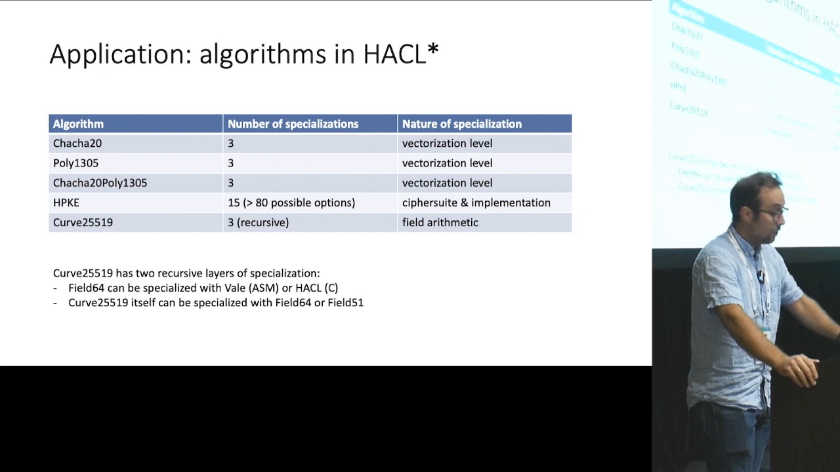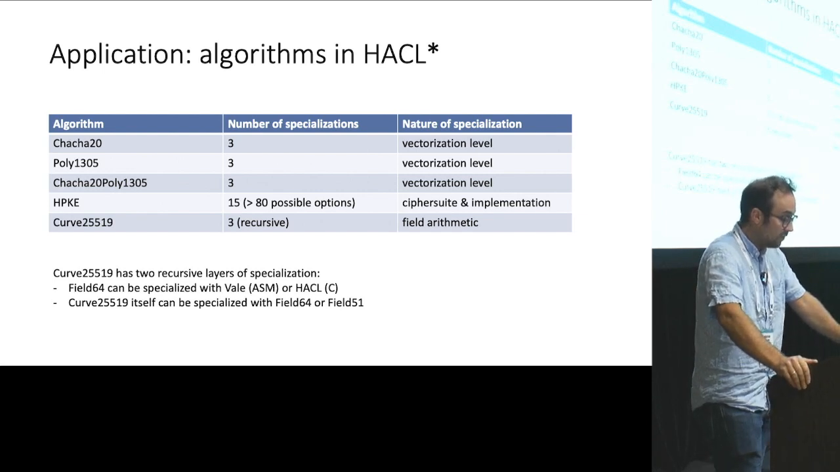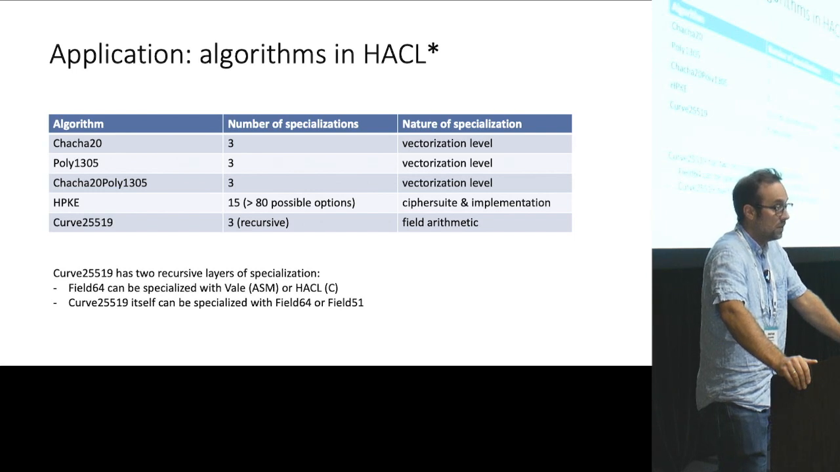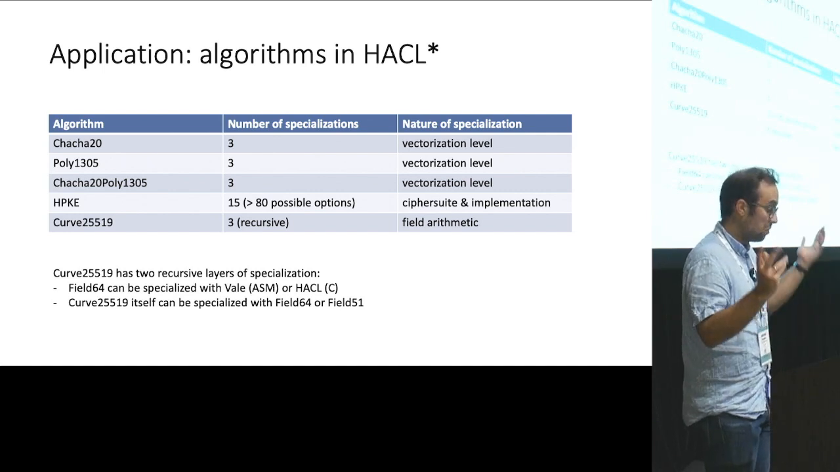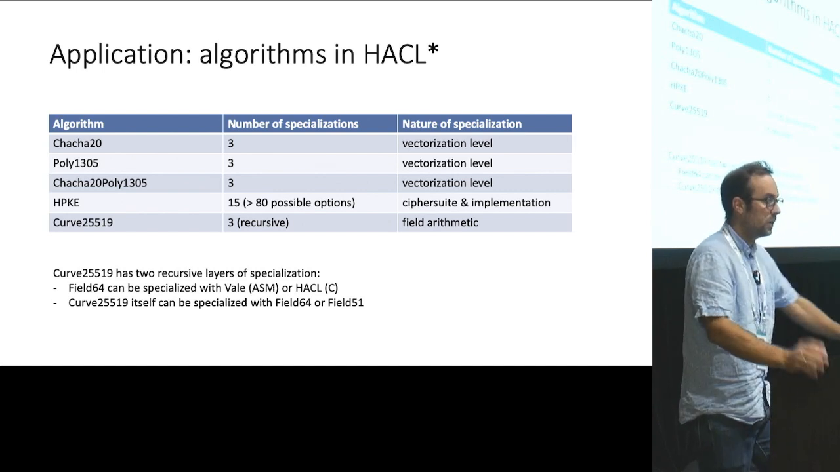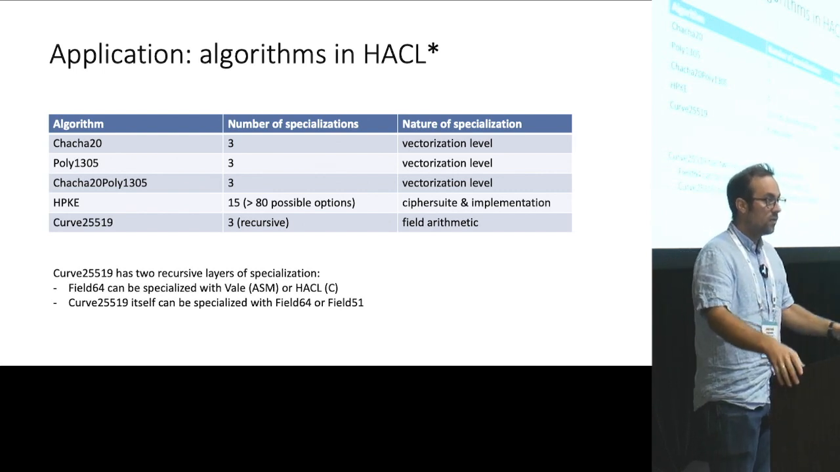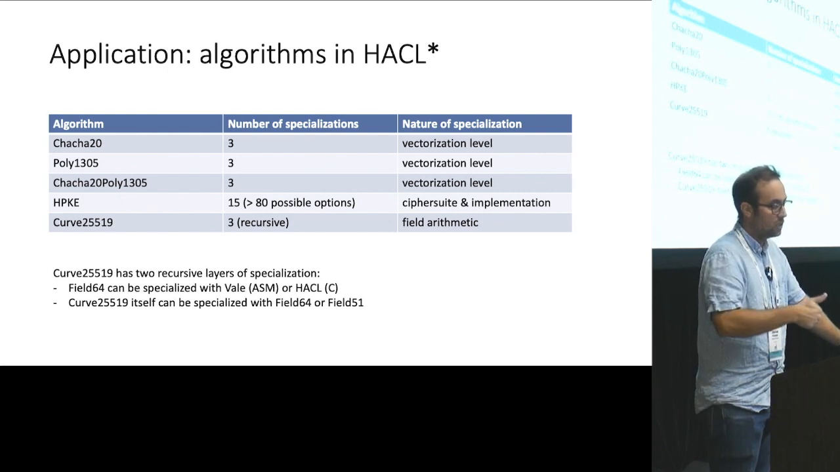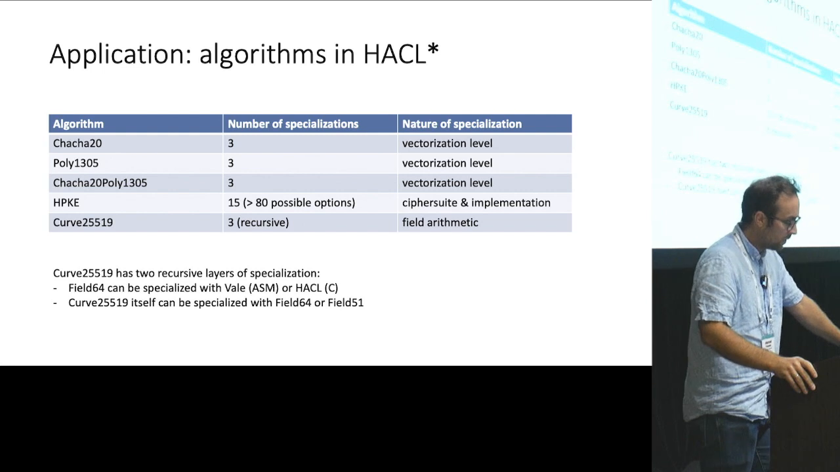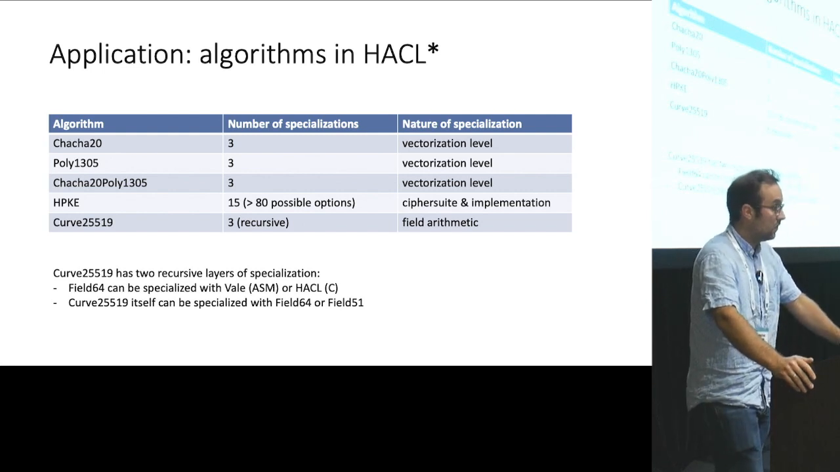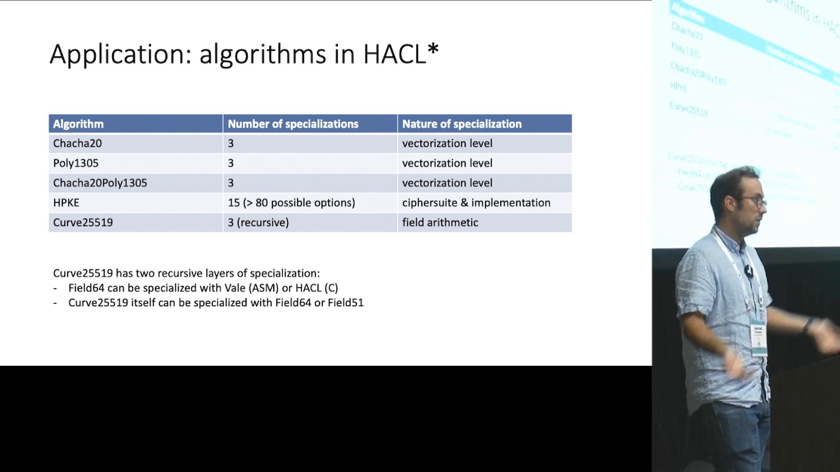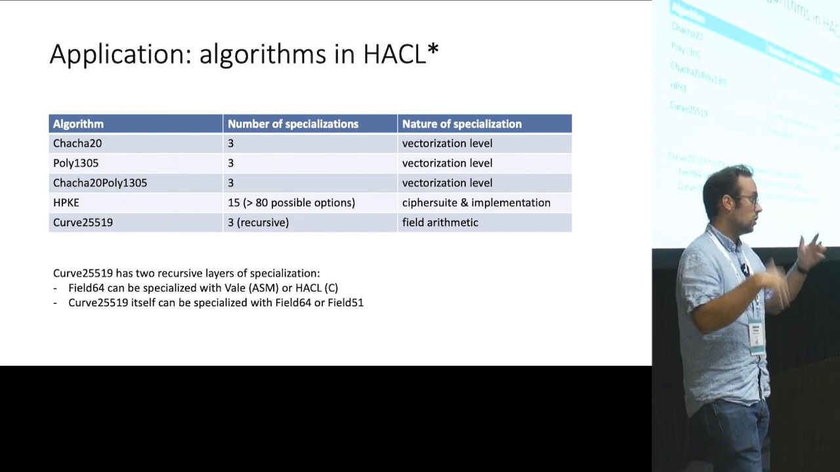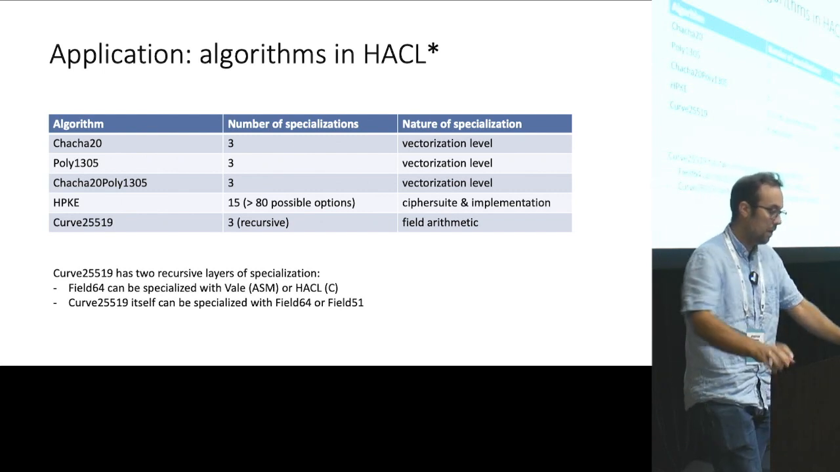We have other uses for this in HACL Star. We have notably HPKE, which is a very fun algorithm that combines under the hood three sub-algorithms, and so we can write one HPKE and then generate 15 or more if we'd like. There are at least 80 possible options. We can generate copies of HPKE specialized for a given cipher suite, so a given choice of DH, key derivation, and signature. Curve 25519 is also a fun example. You can choose first whether you want your core field operations to be in assembly or in C, and then you get a field, and then you can choose again and generate multiple copies given your underlying base field.